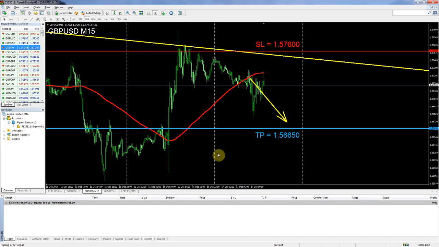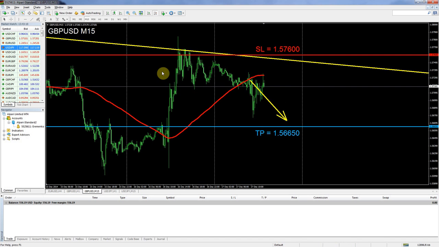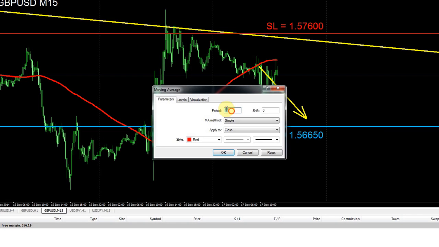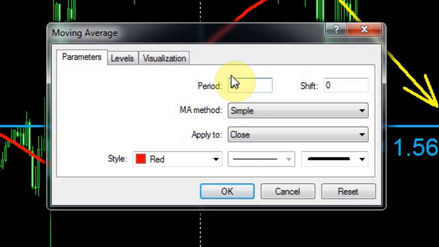So as you can see in the middle here, I've got the British pound dollar M15 chart open, and I've already got some markings on this chart, which will help us conduct our trade today. So what I have here, first of all and most importantly, is this moving average. It's a simple moving average and the period is 96. So I'm just going to double click that and you can see here that the period is 96.